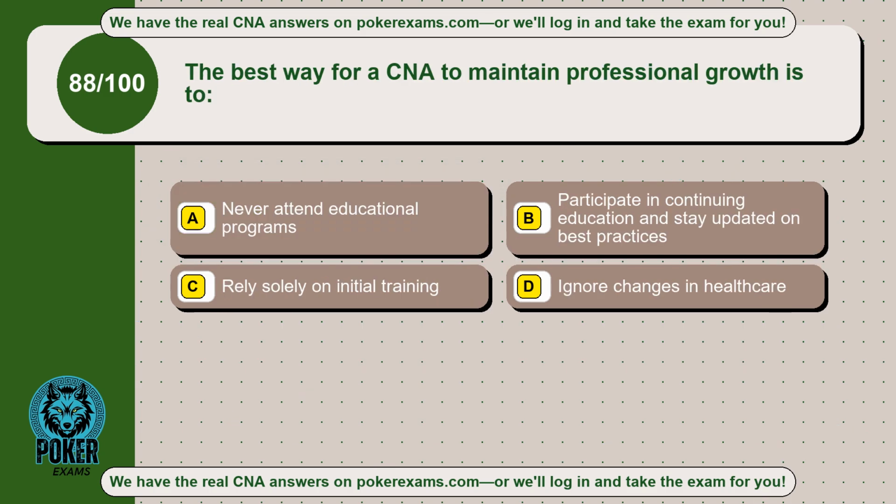Question 88. The best way for a CNA to maintain professional growth is to: Option A, never attend educational programs. Option B, participate in continuing education and stay updated on best practices. Option C, rely solely on initial training. Option D, ignore changes in healthcare.